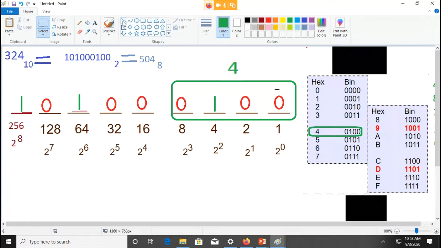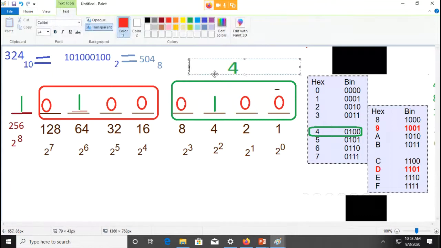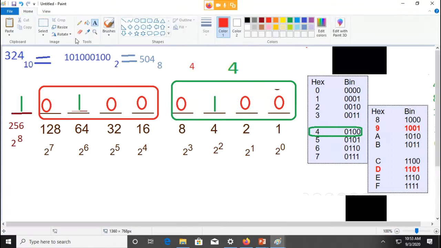And then you have 4 more bits. Grab a different color here. So we group 4 more bits, and that's a 0, 1, 0, 0 also. So that gives you the number 4.